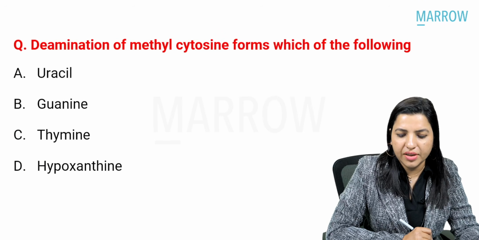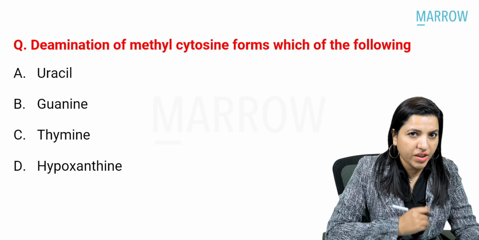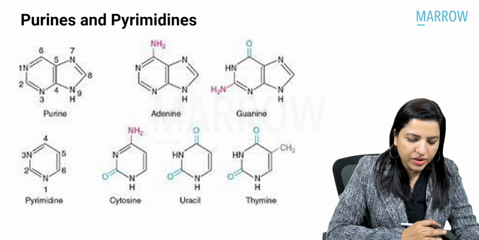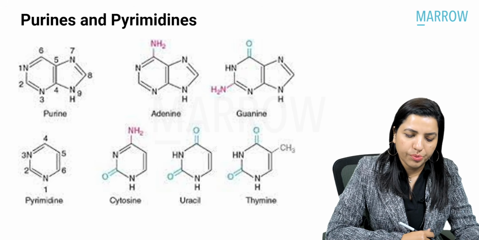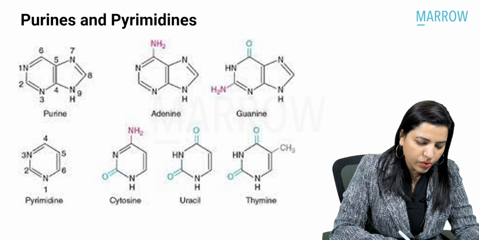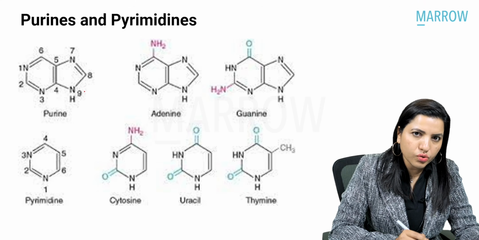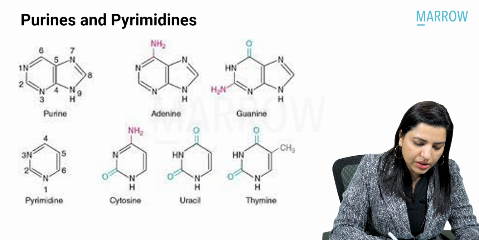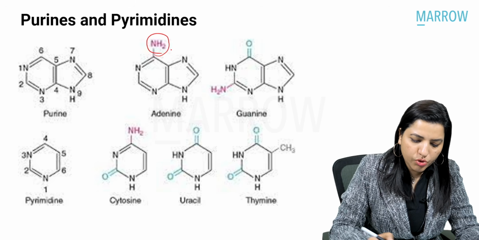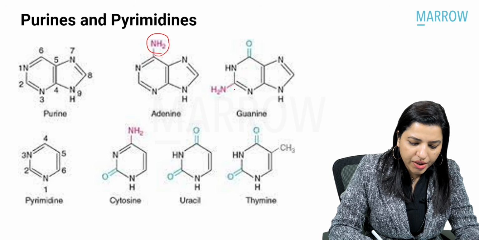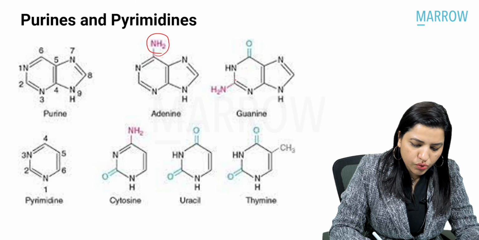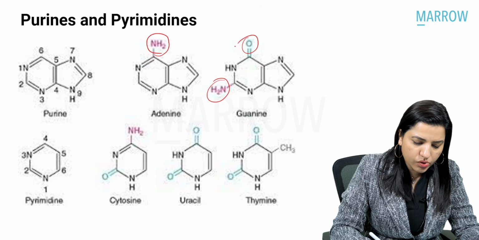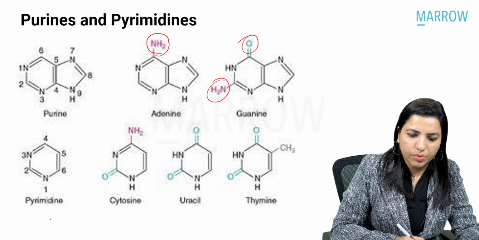Deamination of methyl cytosine form. This was also a very difficult question for you. So we'll just go through the purine and the pyrimidine. Purine, we know, is a heterocyclic two-ring structure, and in this, adenine is 6-aminopurine and guanine is 2-amino 6-oxopurine. And now the question is about a pyrimidine.